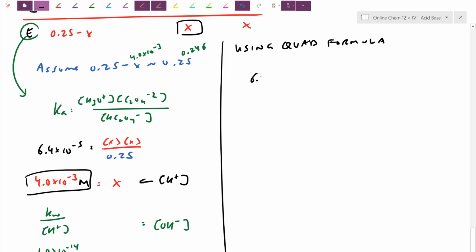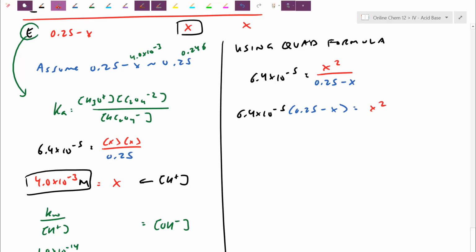I have this 6.4 times 10 to the negative 5. We had an x squared on top. It was this bottom part that would have had the quadratic, 0.25 minus x. I would want to pull up this term here. This is totally just for fun. 6.4 times 10 to the negative 5 times 0.25 minus x has to give you x squared. I'm going to distribute this really tiny number in. So 6.4e negative 5 times 0.25 gives me 1.6 times 10 to the negative 5 minus 6.4 times 10 to the negative 5x is equal to x squared.